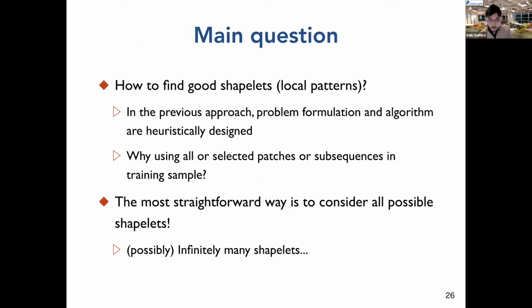Okay, let's get back to the main topic. My main question is, how do we find good shapelets or local patterns? And in the previous approach, problem formulation and algorithm are heuristically designed. And we cannot theoretically justify the heuristic approach using some selected patches or subsequences in the training sample. And we believe that the most straightforward way is to consider all possible shapelets, all possible local patterns, not heuristically selected.